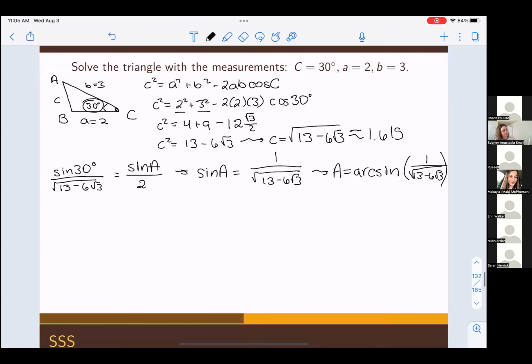Cool. And plugging this into my calculator, because we're not doing this by hand, I get that this is about 38 degrees. Okay, this should raise some red flags right here. Not the 38 degrees, but the fact that we only got one answer. Remember, we are trying to find an angle A whose y coordinate on the unit circle is this guy.